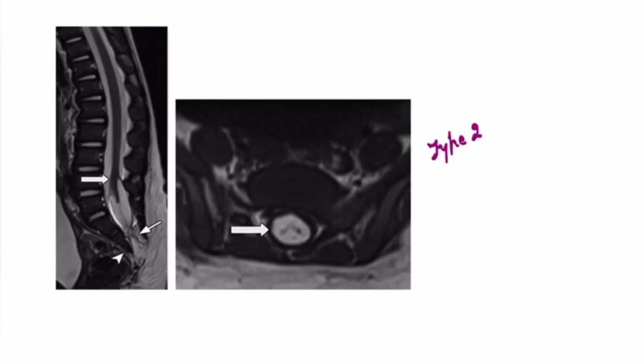Okay, but these type 2 are very much associated with tethered cord syndrome. Okay, tethering of the cord. Why tethering? Because of some mass. What form of mass? Like lipomyelomeningocele, any lipoma, any anterior sacral meningocele. Okay, and the conus is low lying here.